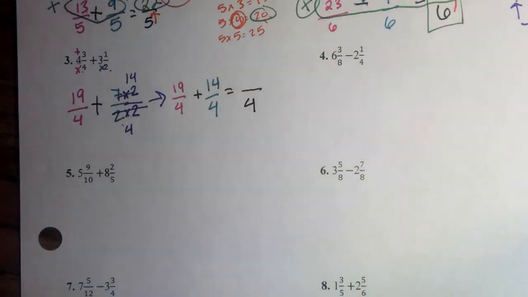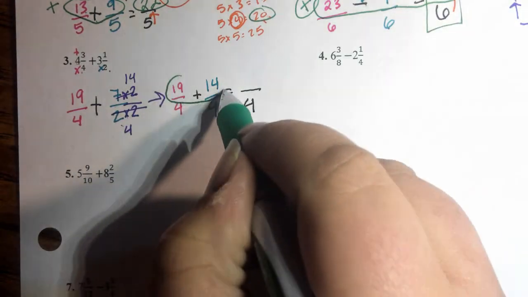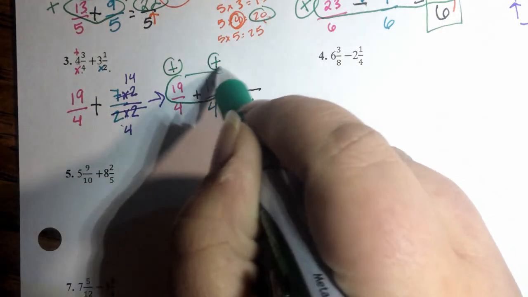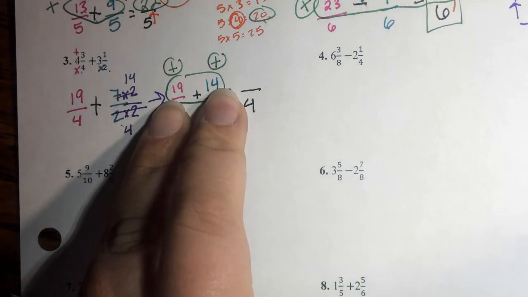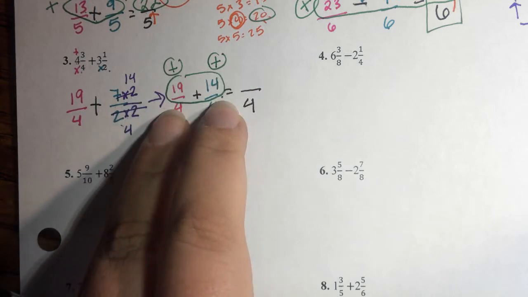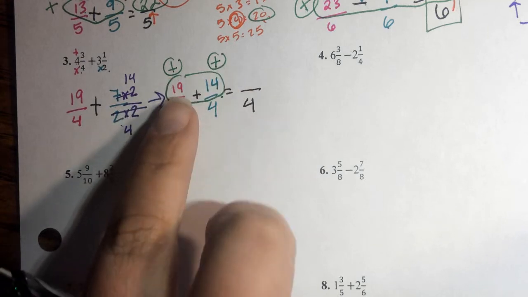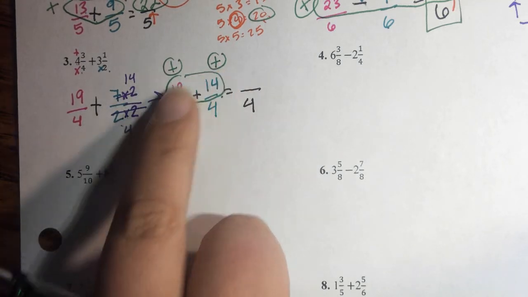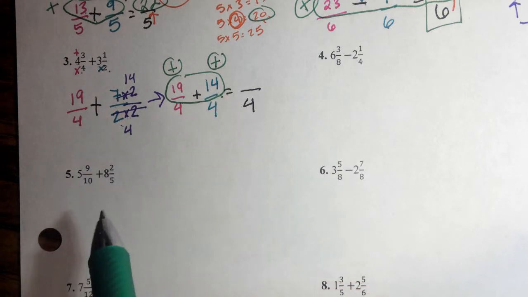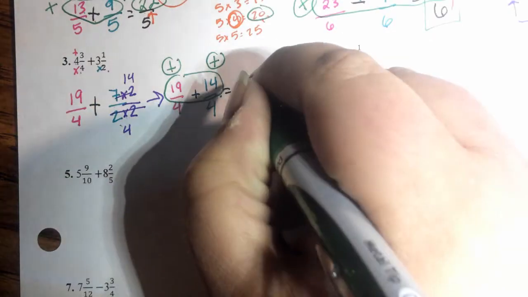Okay. To get the top number, I just add the top then. 19 is positive, 14 is positive. When I add, if the signs are the same, add. If the signs are different, subtract. Same sign, add. Different sign, subtract. Keep the sign of the larger number, right? They're the same signs, so I'm going to add 19 and 14. 19 and 14 is 33.